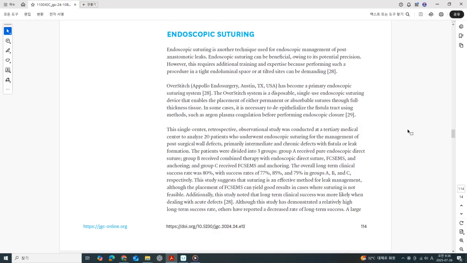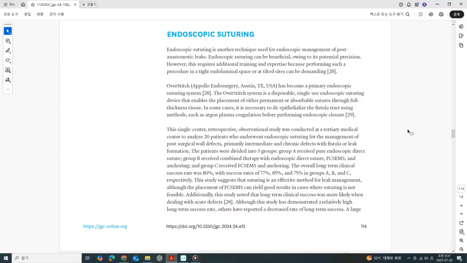It offers great precision, yes, but it's technically demanding. It requires a lot of extra training and skill, especially working in confined spaces or at tricky angles within the GI tract. Sometimes the edges of the leak need preparing first, a process called de-epithelialization. So a steep learning curve.